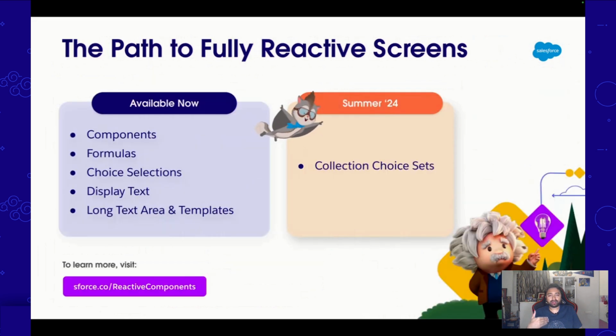In terms of flow reactivity, as you know, we've been working with reactive screens for the past two releases. Reactive screens was enabled two releases ago. Not a lot of elements were supported, and we are adding a lot of element support over the releases. Right now, components, formulas, choice, display, all of these are reactive. Starting Summer '24, collection choice sets is also going to be reactive. So more and more reactive support is what we are offering.